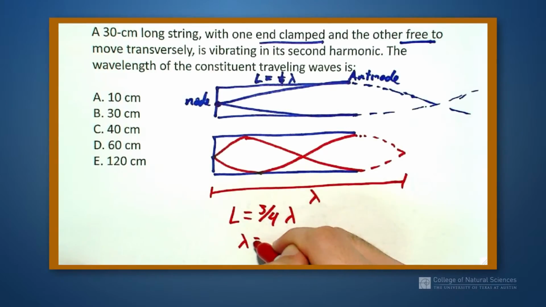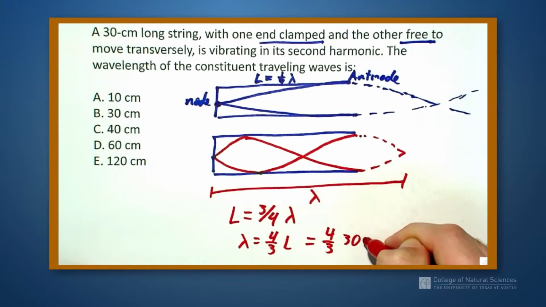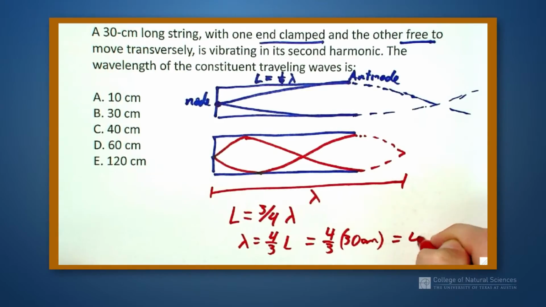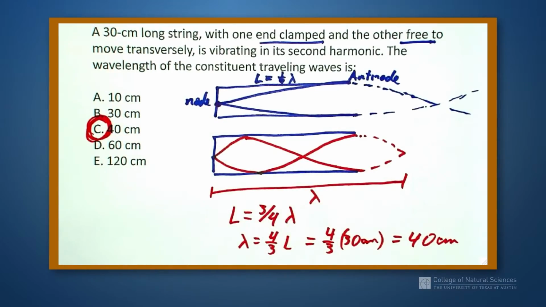Or that the wavelength is equal to 4/3 L, which is equal to 4/3 times 30 centimeters, because that's what my value of L is, which gives me a value of 40 centimeters. So I get my choice C being the right answer.